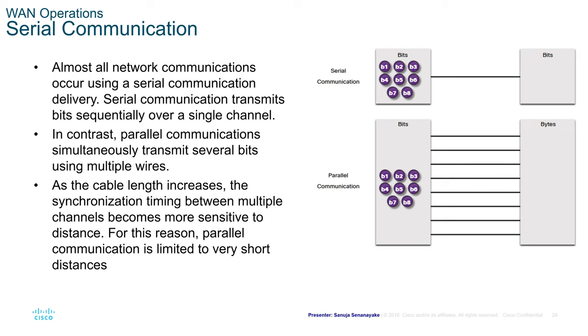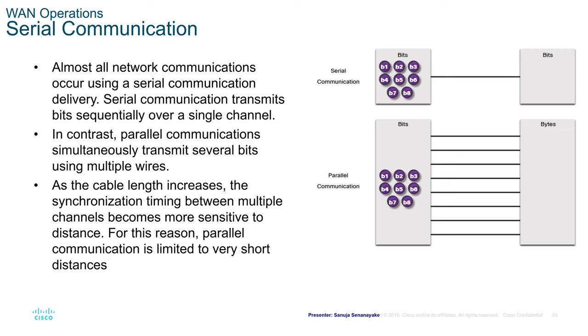So if somebody during your exams or quizzes asks you the differences between a serial communication and a parallel communication, this is the difference. Serial communication transmits bits sequentially over a single channel, while in contrast, parallel communication simultaneously transmits over multiple wires. As the cable length increases, the synchronization timing between multiple channels becomes more sensitive to distance. For this reason, parallel communication is limited to short distances.